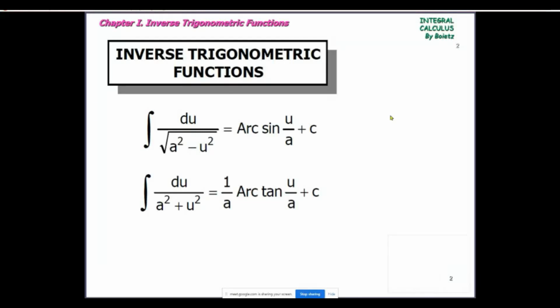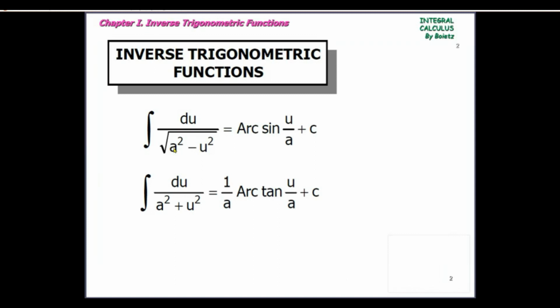Let's discuss inverse trigonometric functions. The integral of du over the square root of a squared minus u squared is equal to arc sine of u over a plus c. And another formula, the integral of du over a squared plus u squared is equal to 1 over a arc tan of u over a plus c, where a here is a constant.